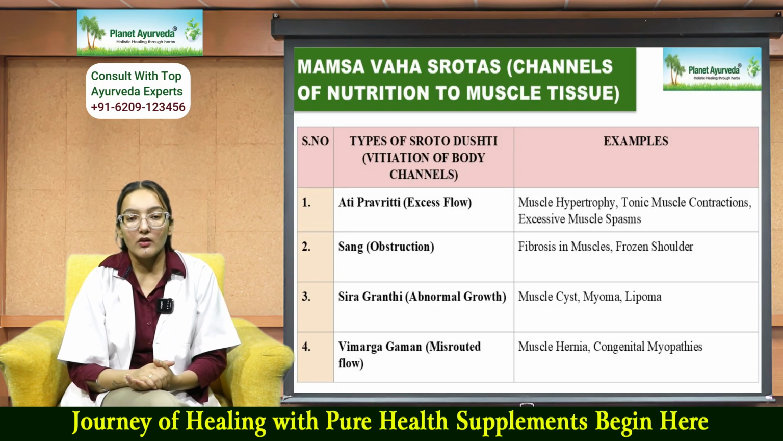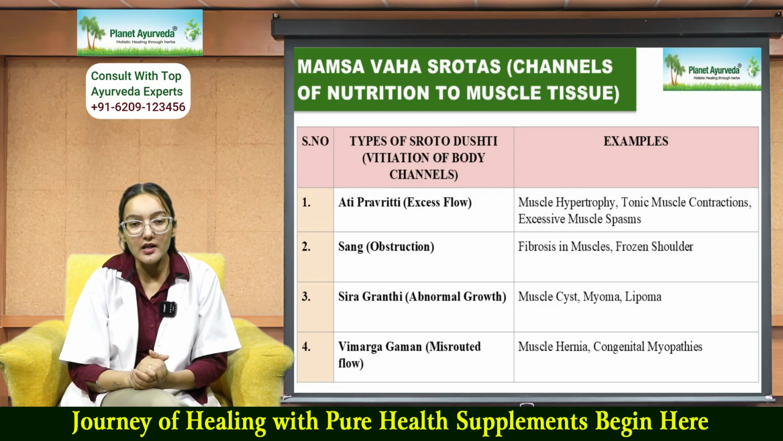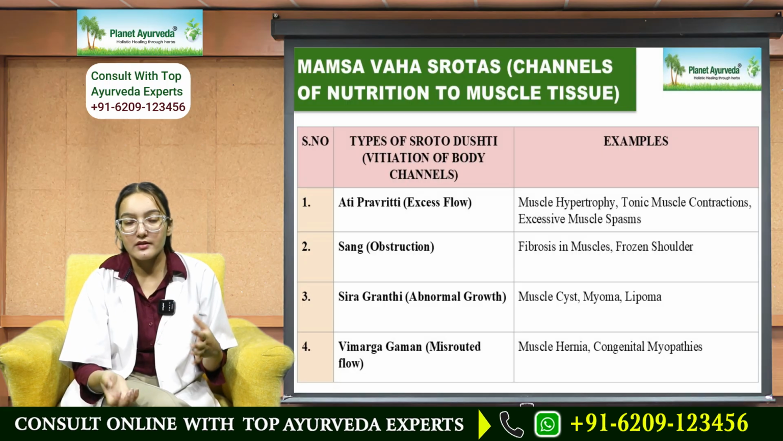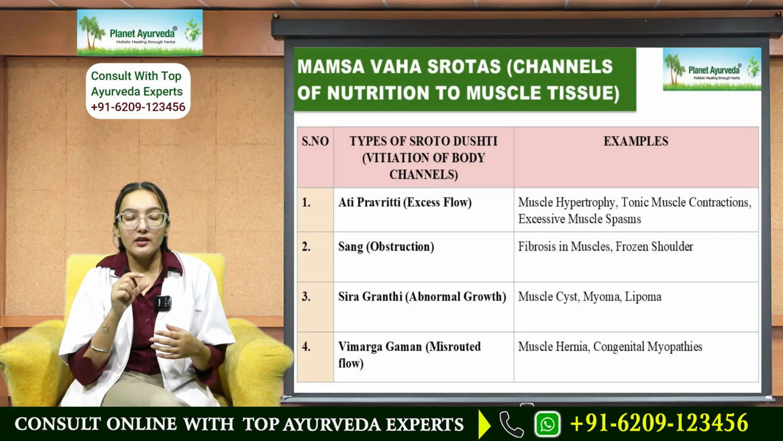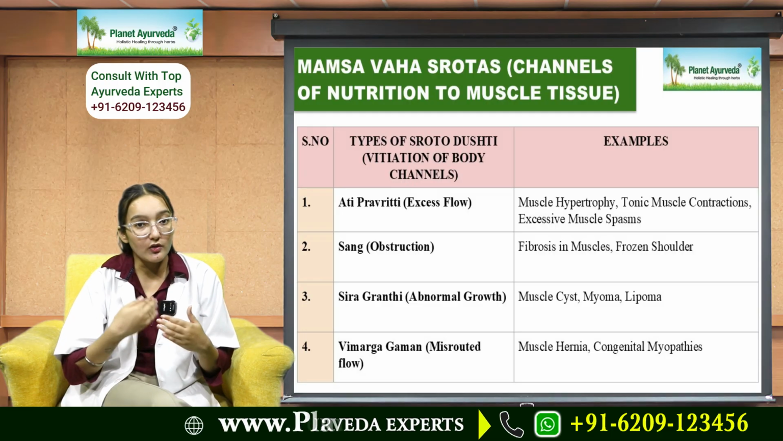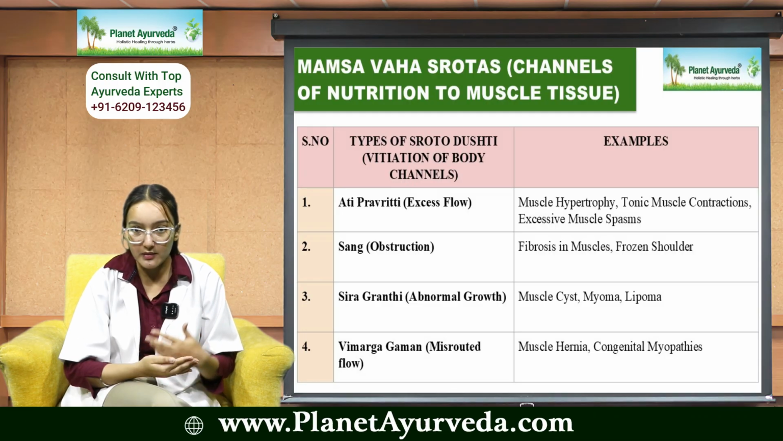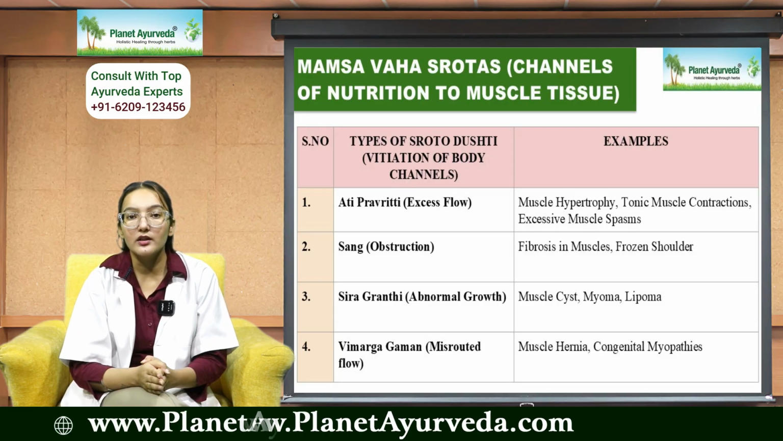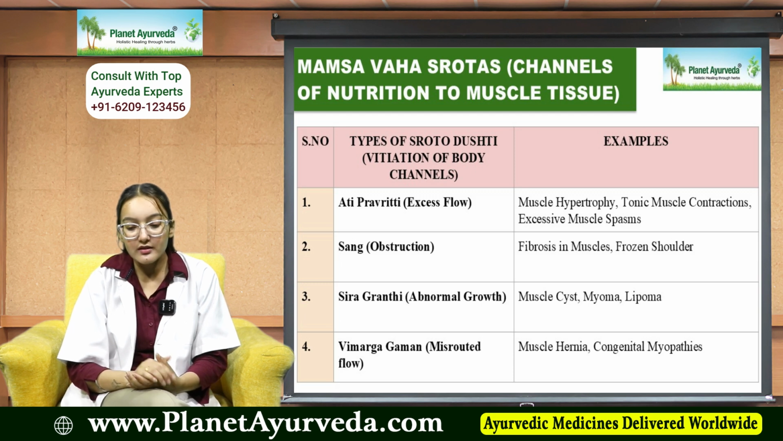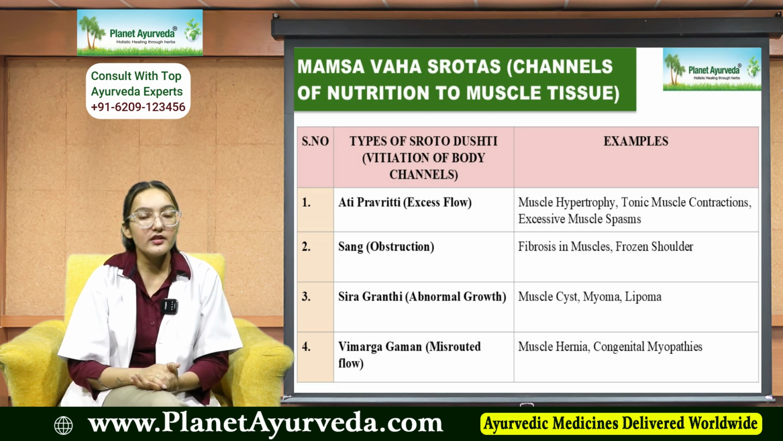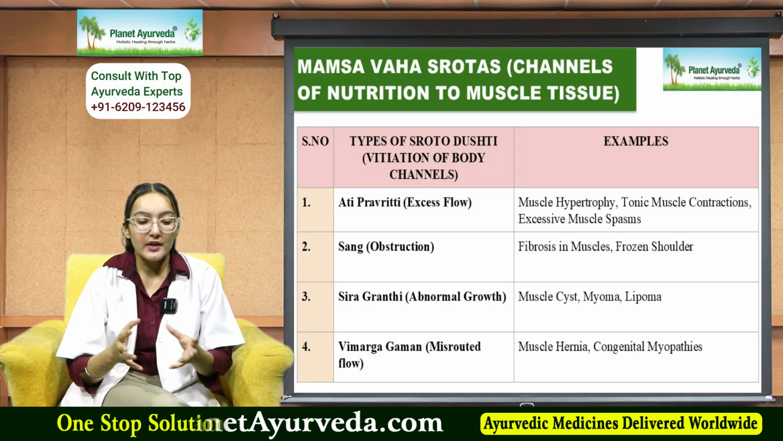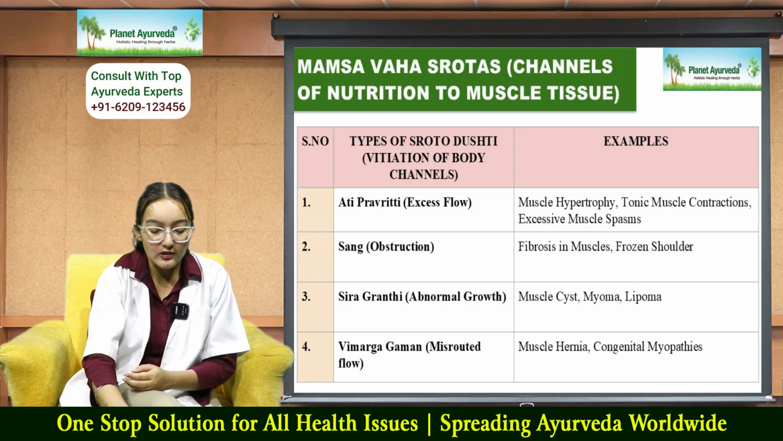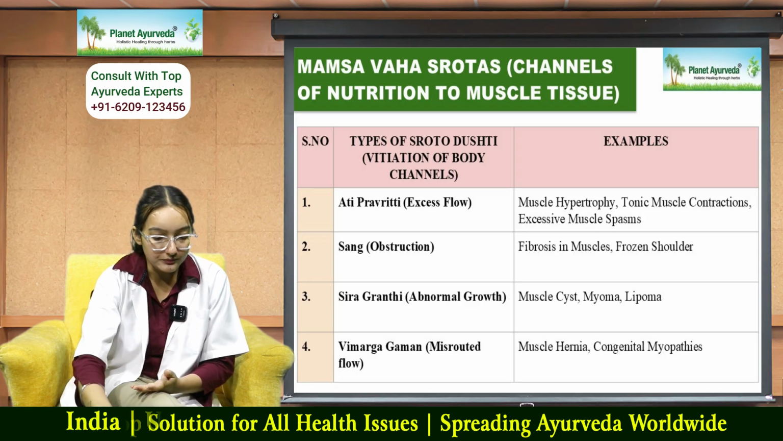Then comes Vimargaman or misrouted flow. Whenever there is muscle hernia, it means the muscle is coming out from its own place. That happens whenever a weak point forms in the covering of the muscles. The fascia that is covering the muscle, whenever there is a weak point in that fascia, the muscle may herniate from there. That is the example of misrouted flow. Then there are congenital myopathies. Myopathies means somebody has some defect from birth only, that is congenital. So this may also occur from misrouted flow.